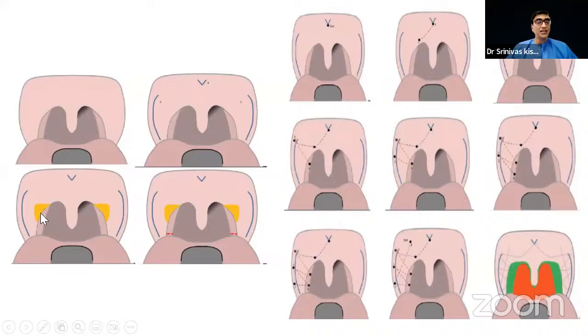Once you make a cut just where the palatoglossus is arching, the next step is to cut the palatopharyngeus muscle almost at the junction of the upper two-thirds and lower one-third. This is all the dissection that you need to do. Once you do this dissection, then the barbed suture starts.